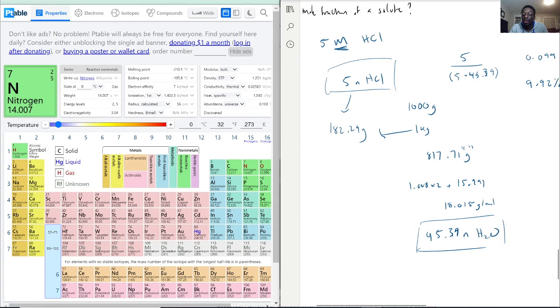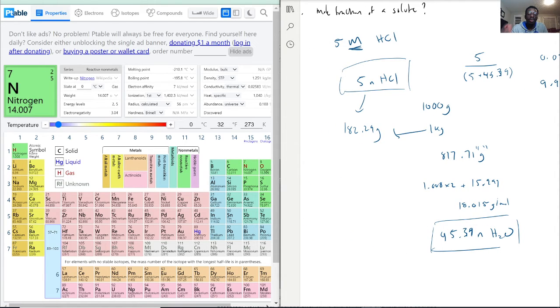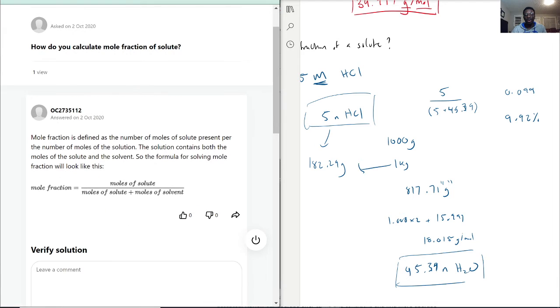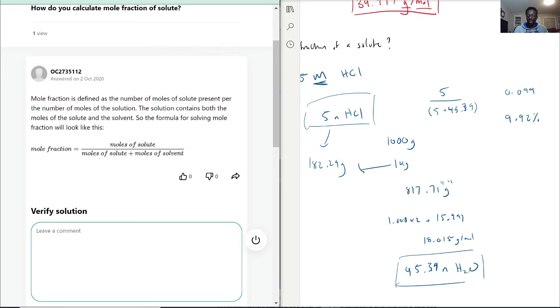So you see how we got the moles of water from the moles of HCl, and we were able to find the mole fraction. The key thing is just knowing how to find your mole fraction. Once you have found that information, you just divide the moles of the solute, or it could even be the moles of solvent, over the total moles you have, okay? As you can see here, moles of solute over moles of solute plus moles of solvent. So this is correct, because that's what we did right here.